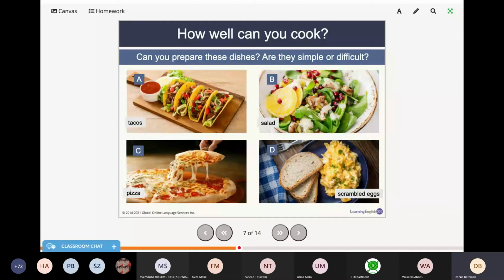I suppose the pizza, if you are making it from scratch, so you're making the dough as well, that's probably the most difficult, isn't it? And the easiest? Well, probably the salad, because the salad has no cooking, has it? You are just chopping the vegetables.